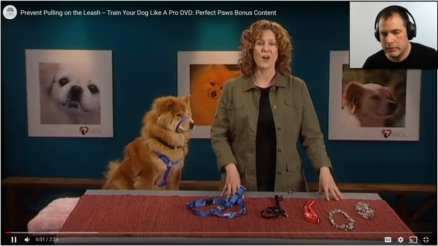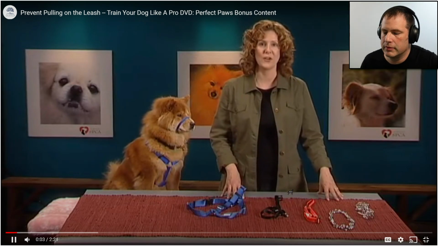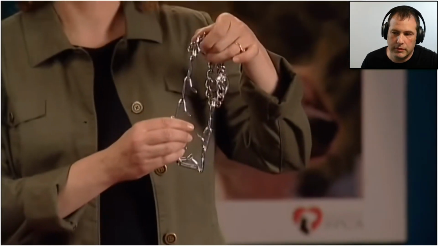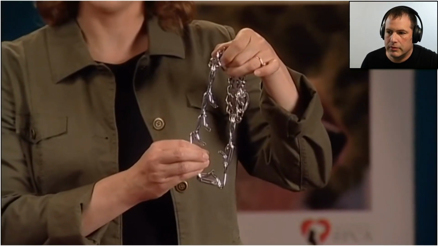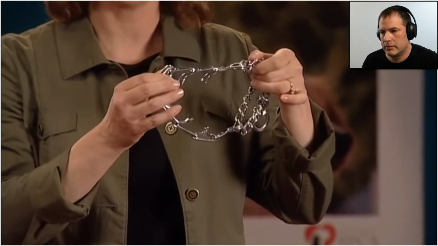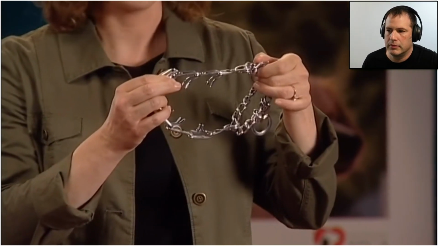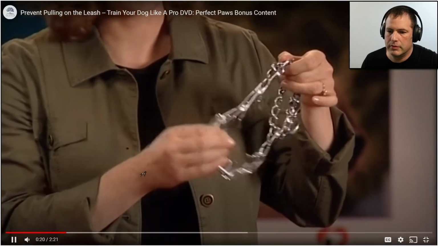There are a number of different options for stopping your dog from pulling on a leash. Let's get the bad ones over with first. This is a prong collar. If used as directed, the prongs will dig into your dog's neck whenever he tries to pull. It's very painful, and that's why it works. We don't like this.